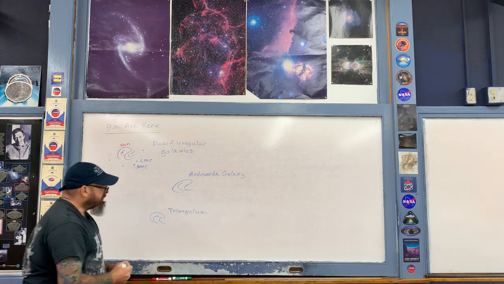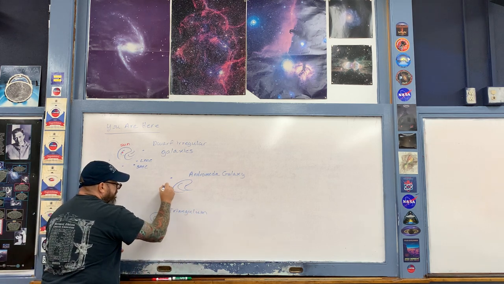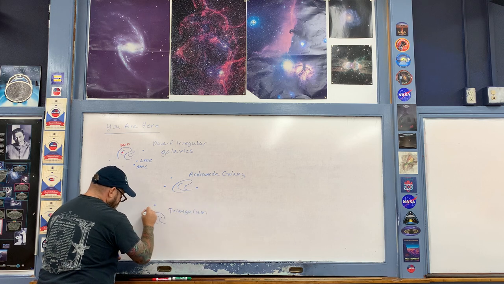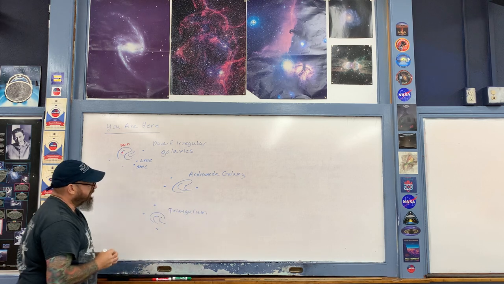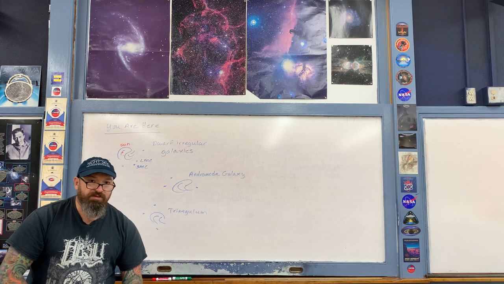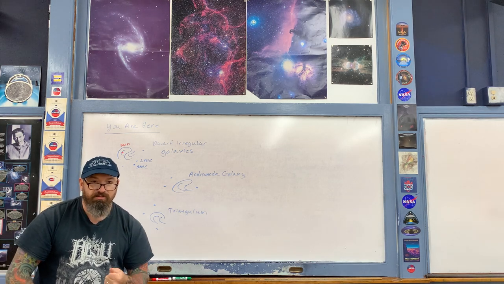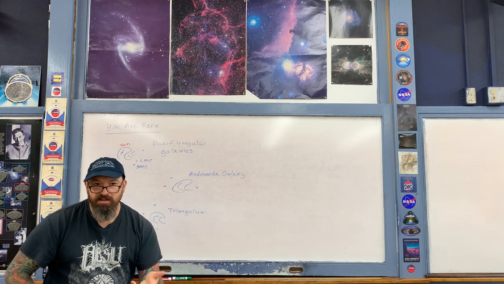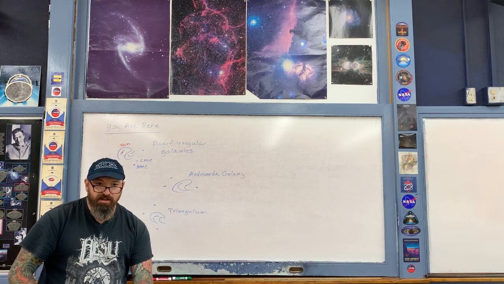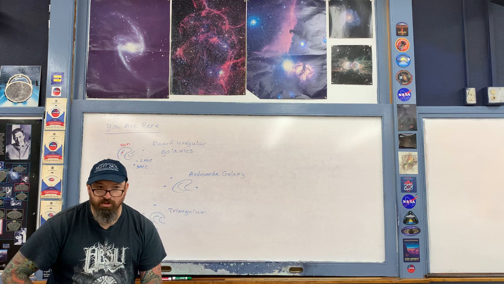Each of these spiral galaxies, by the way, have their own small family of dwarf irregular galaxies, like so, as does the Milky Way. So what I've drawn here on the board thus far is about 2 dozen or so galaxies dominated by these 3 spirals. This is our local galaxy cluster. Our local galaxy cluster here is called the local group.